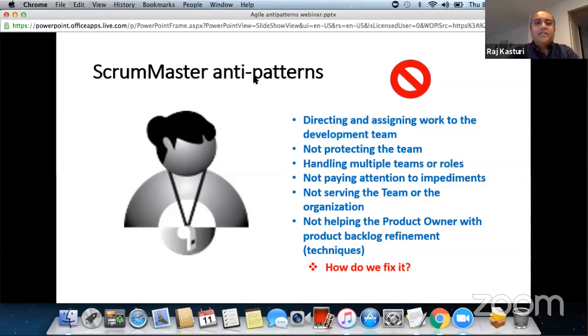The other thing that I have seen from a Scrum Master point of view is that the Scrum Master protects the team. Protecting the team means making sure that the team is not disturbed by outside influences. The team is in a safe environment where they can focus on the work they have on hand. So how do I protect the team?